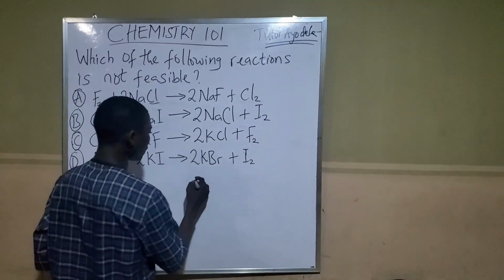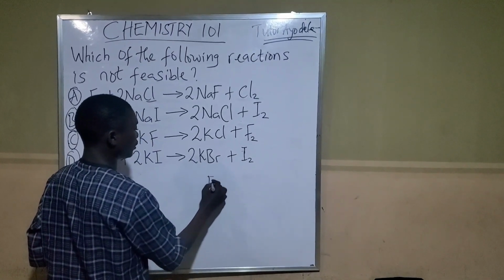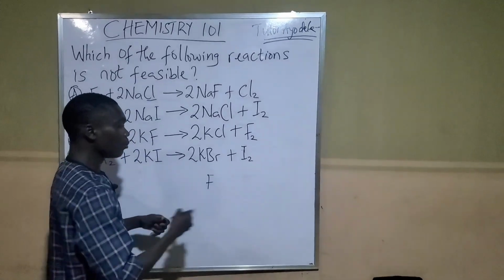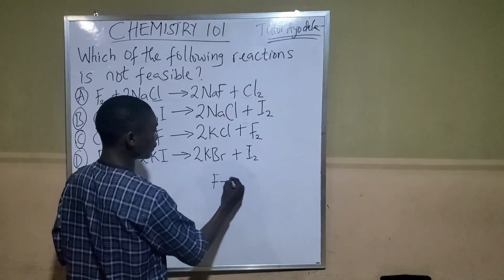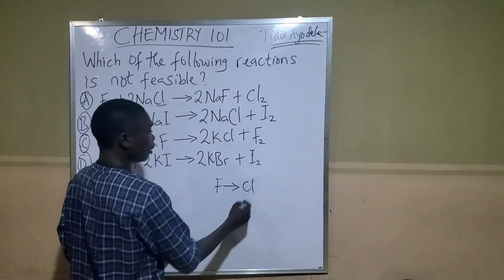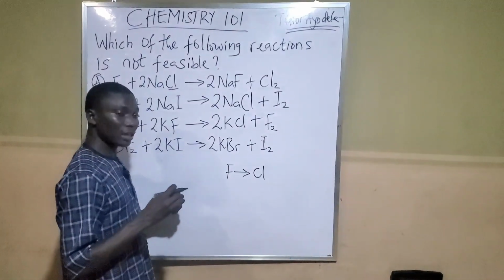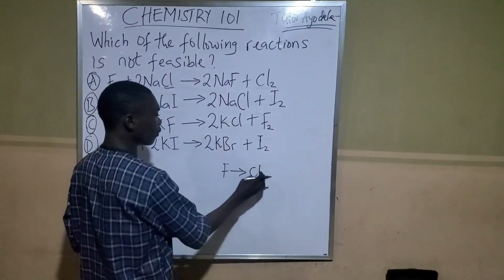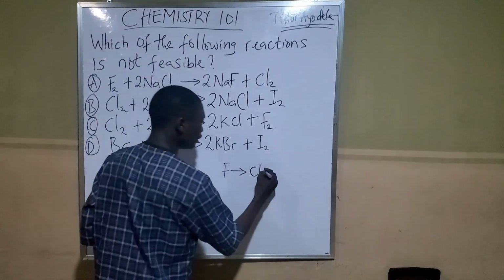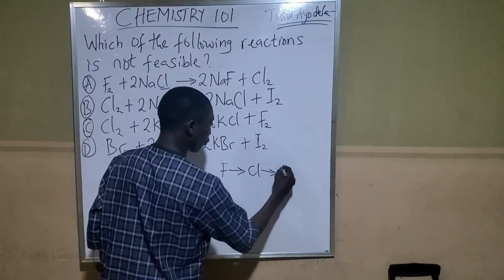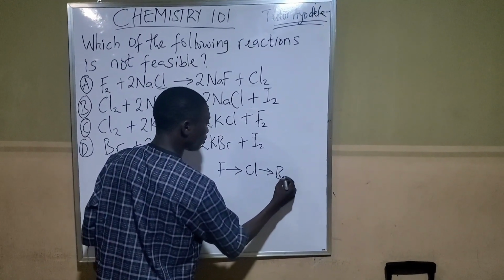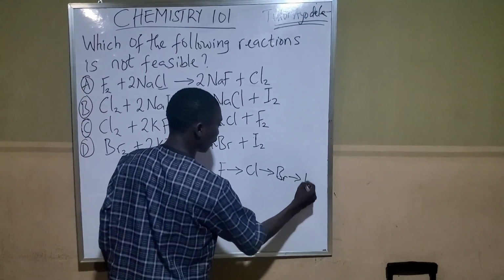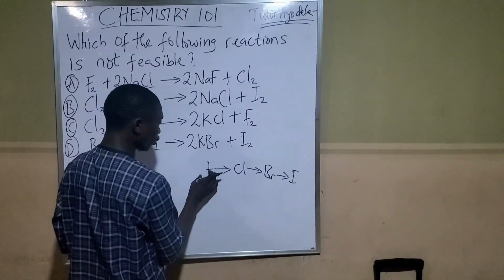In group 7 elements, fluorine is the most reactive element. It's more reactive than chlorine. Among the electronegative elements, fluorine is the most reactive. So fluorine is more reactive than chlorine, chlorine is more reactive than bromine, and bromine is more reactive than iodine. That is, fluorine comes first.